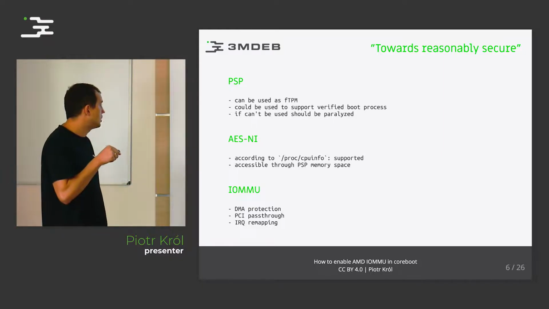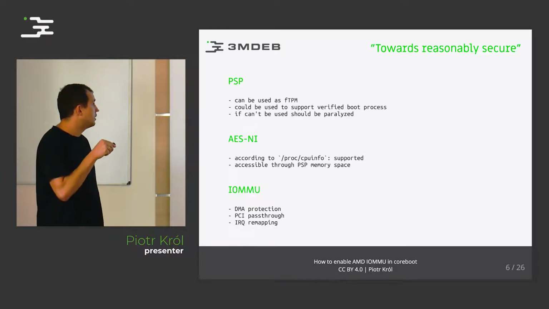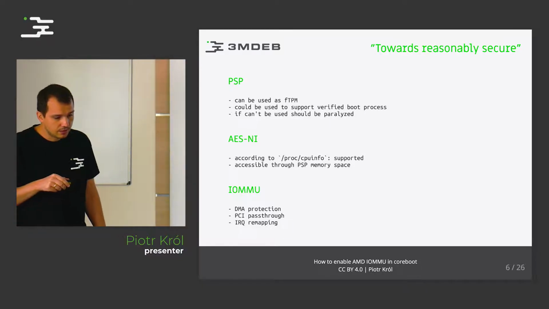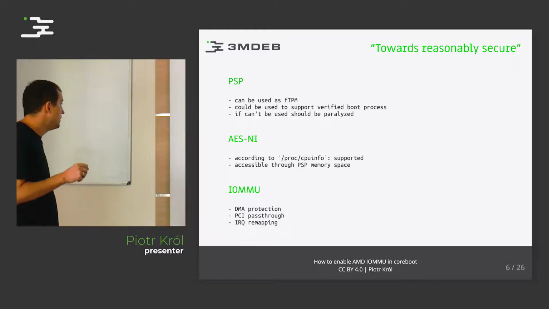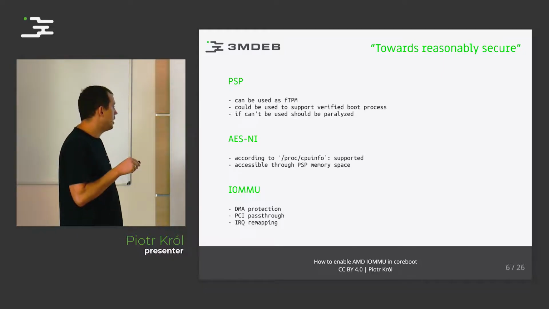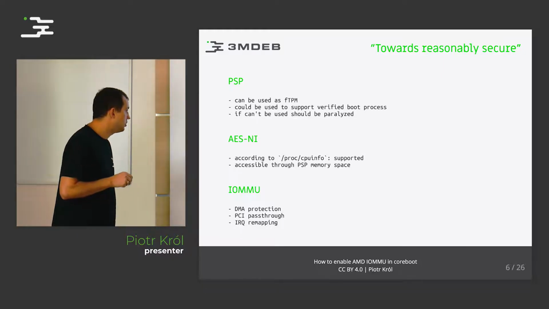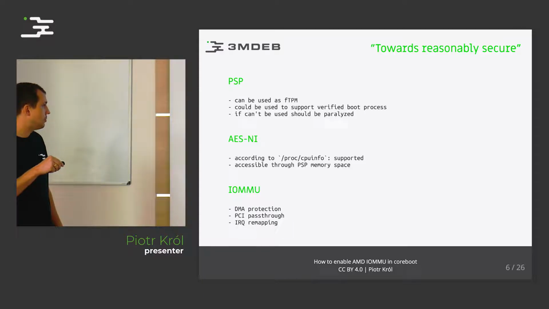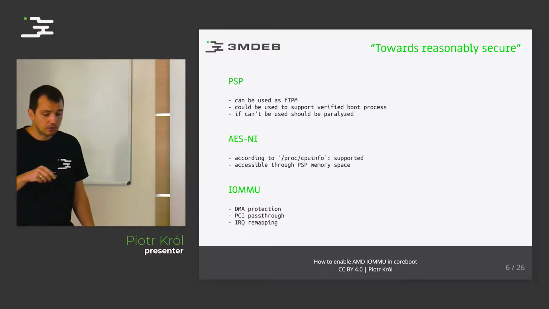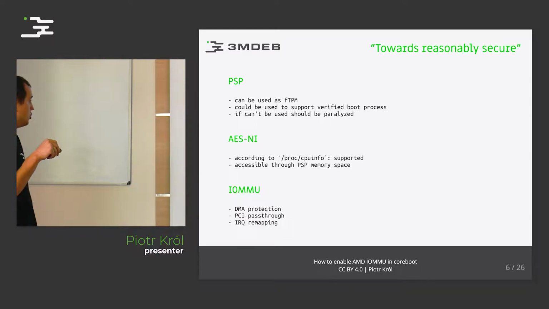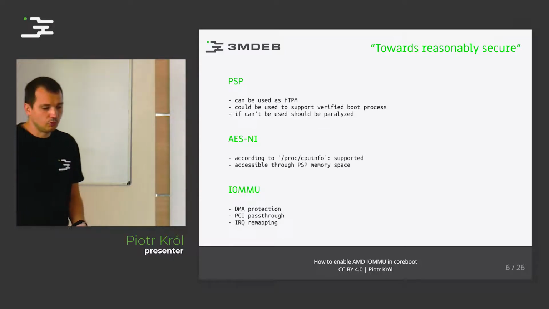There are other features that may help. For example, a native instruction for AES can help in OpenVPN, for example. And finally, we arrive at the I/O memory management unit, which can provide DMA protection, PCI pass-through, and IRQ remapping. I will talk in detail about these features, but those features are needed with all the other ones to provide a more secure platform.